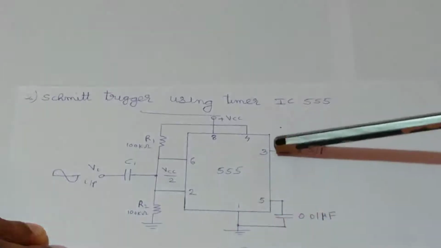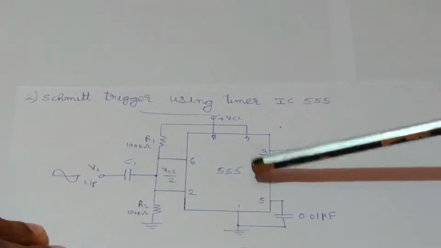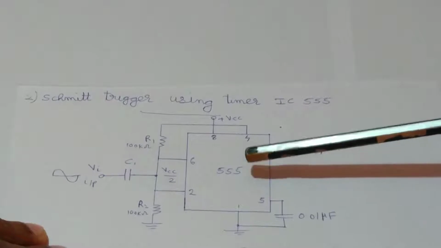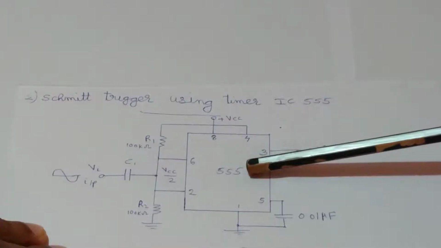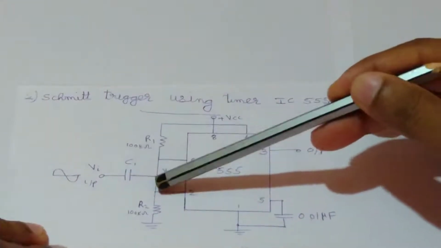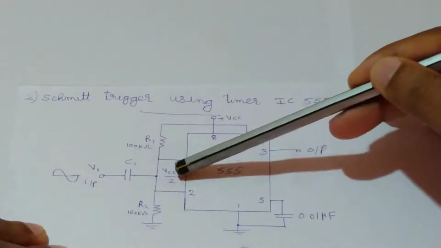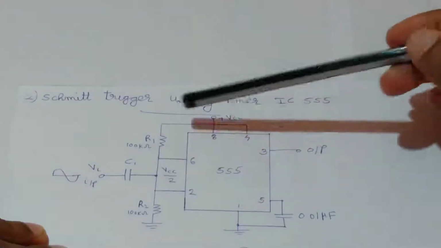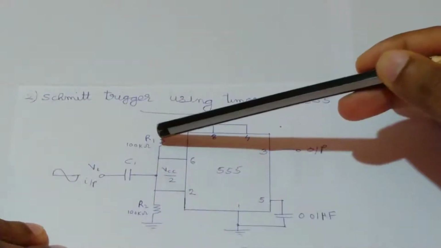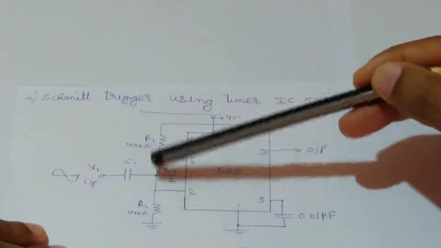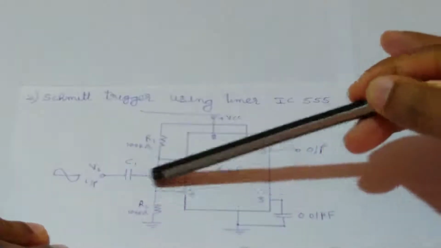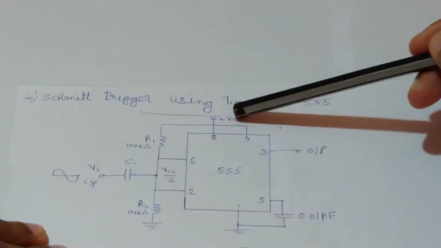This is the connection diagram of 555 timer IC as Schmitt trigger circuit. And here this 555 timer IC works in its astable mode. Here we can see that the 6th and 2nd pins are shorted, and a VCC by 2 voltage is applied to that point by using this R1 R2 resistive network. Here we can see this R1 and R2 resistors are equal valued resistors, and hence the voltage across the R2 resistor will be VCC by 2.